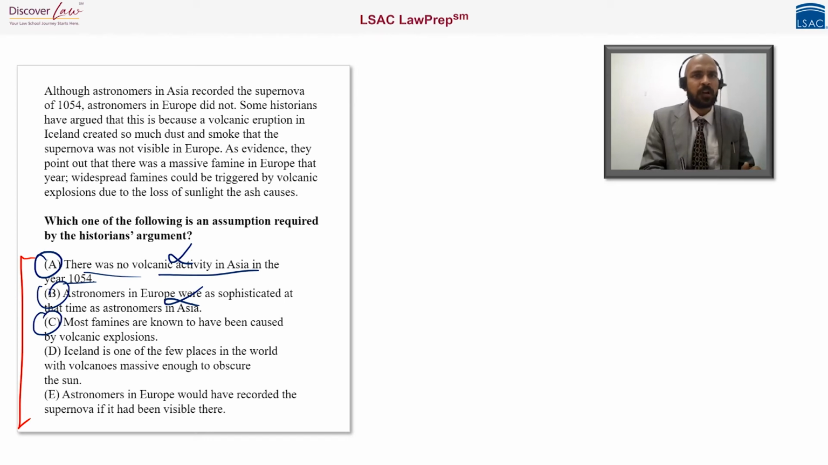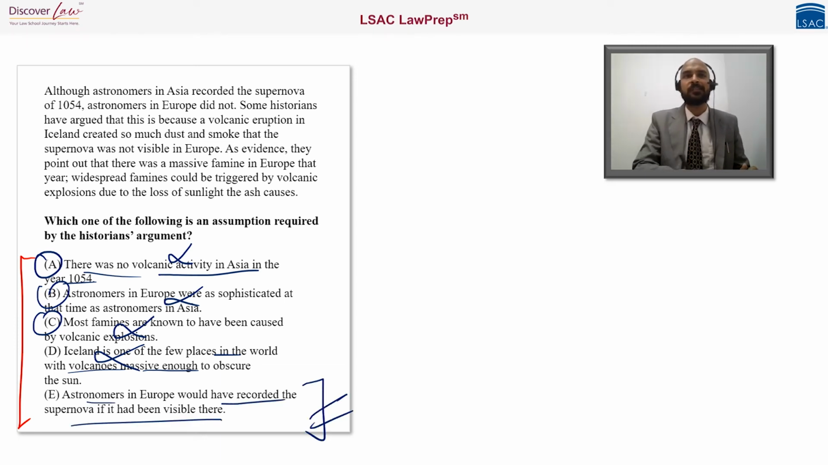Most famines are known to have been caused by volcanic explosions. Well, doesn't help. Iceland is one of the few places in the world with volcanoes massive enough to obscure the sun. Again, it is not the assumption. E. Astronomers in Europe would have recorded the supernova if it had been visible there. There you go, you have the answer. In case you don't get this, spend some time on it. Like I always emphasize, the questions that you get wrong contain the material, contain the learning that you need to improve yourself. Let us move ahead.